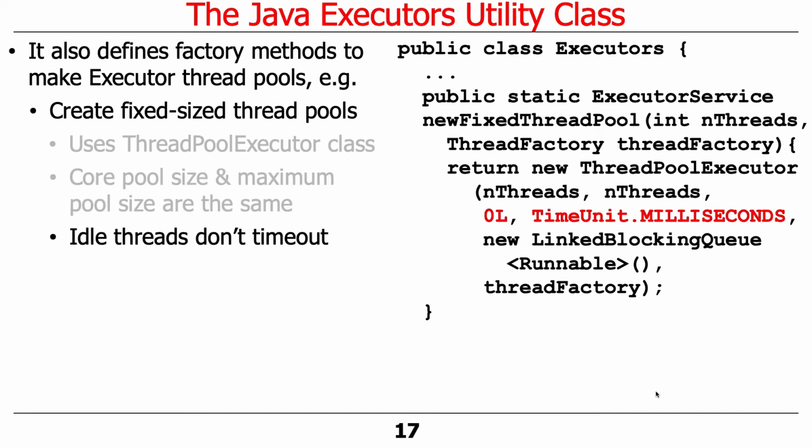You can also see that we pass a 0 here, meaning idle threads don't time out. So even though those n threads are created and even though there's no work to be done, they will stick around waiting for work to show up. They never time out. They never are terminated because they aren't in use, because they're idle.